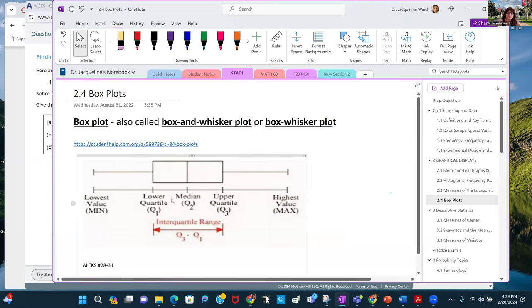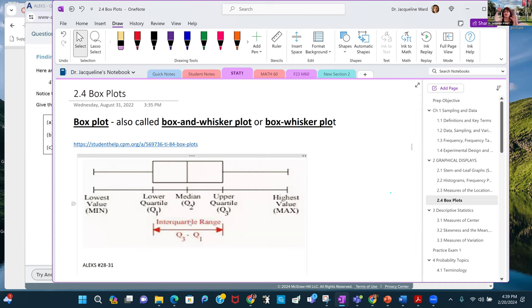If you take the upper minus the lower, that gives you what's called the interquartile range. So it tells you how spread out that box is, the length of it. And that's where, again, 50% of the data fall.